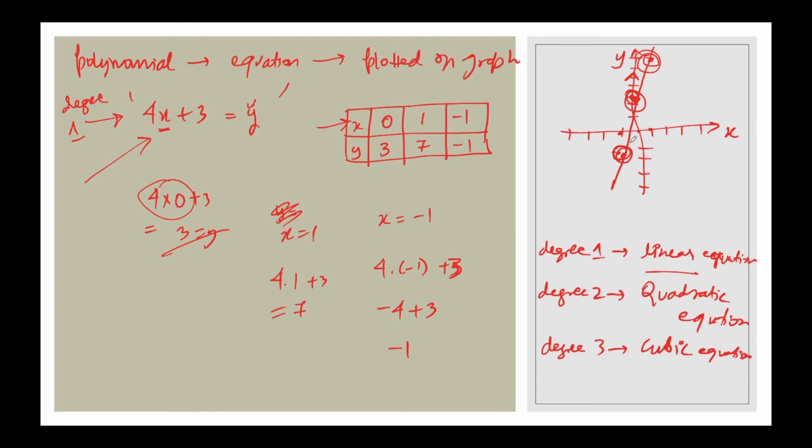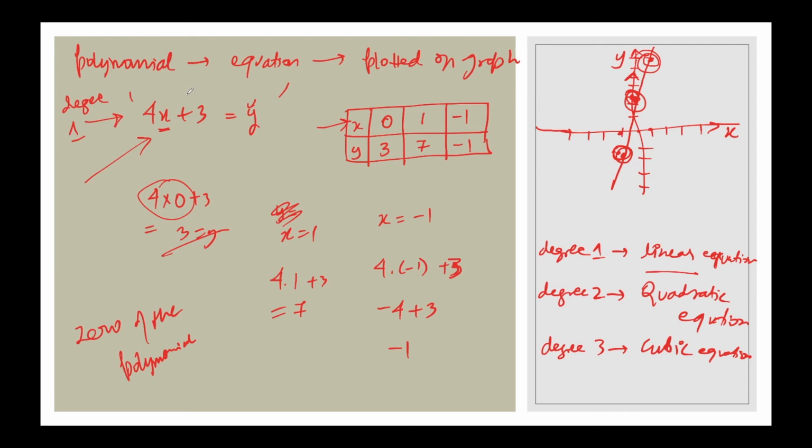Now the point is, if I focus on finding the 0 of the polynomial using this graph, then what exactly that 0 means is the point where that graph is cutting the x-axis. Because on the x-axis, the value of y will always be 0.